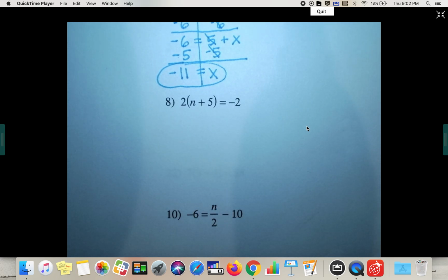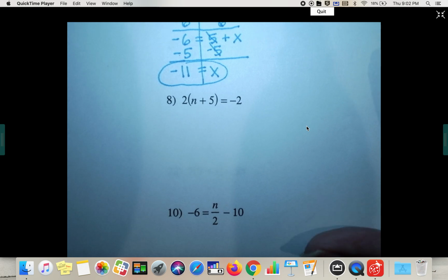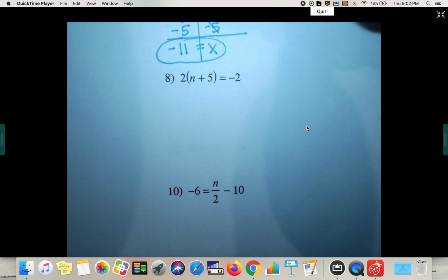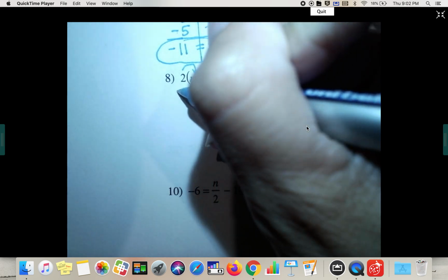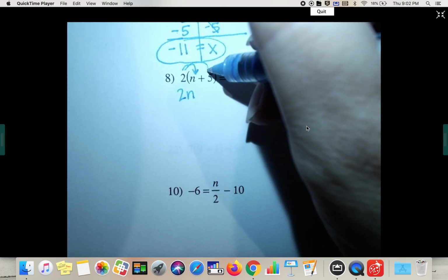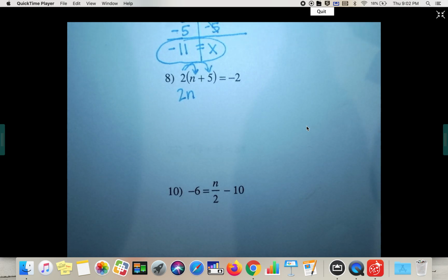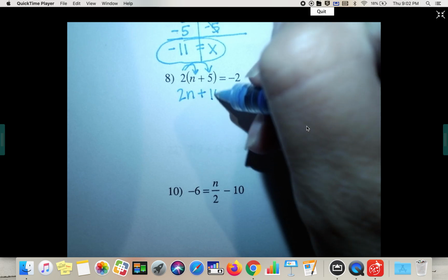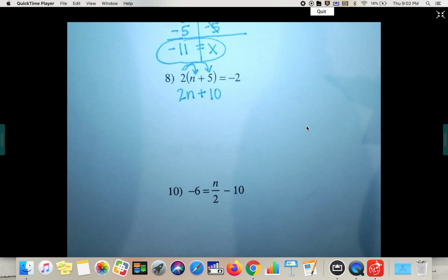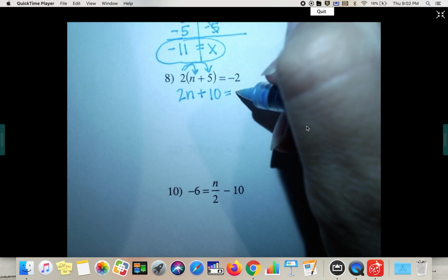But since 7th grade you did a lot of distributing, I'm going to actually solve it with distribution. So 2 times n is 2n. 2 times +5 is +10, so be sure to put a plus because it's +10. If it was -10, you would put a minus there. Equals -2.